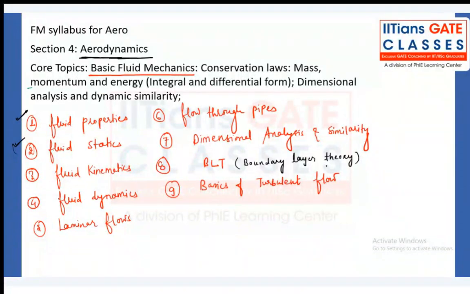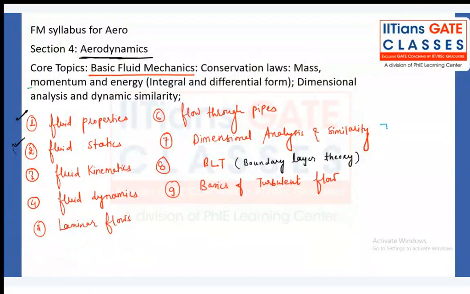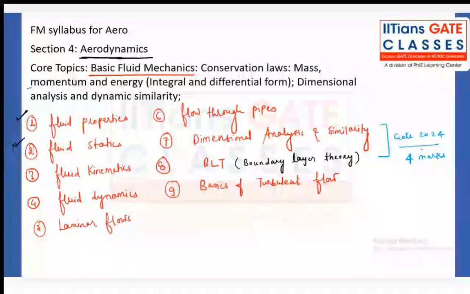Although they have not mentioned each and everything, they keep on asking questions from fluid properties and fluid statics. This year in GATE 2024, they asked questions from these two topics for 4 marks. One question is from boundary layer theory, the other question is from dimensional analysis and similarity.